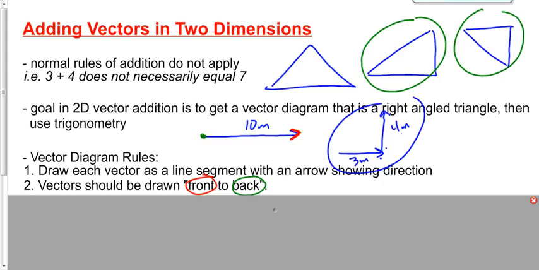3 plus 4 is equal to whatever. We could also say 4 plus 3 is equal to whatever. Does that meet the criterion here? Is it drawn front to back? The front of one vector to the back of the next? Sure it is. Either one of those works out.